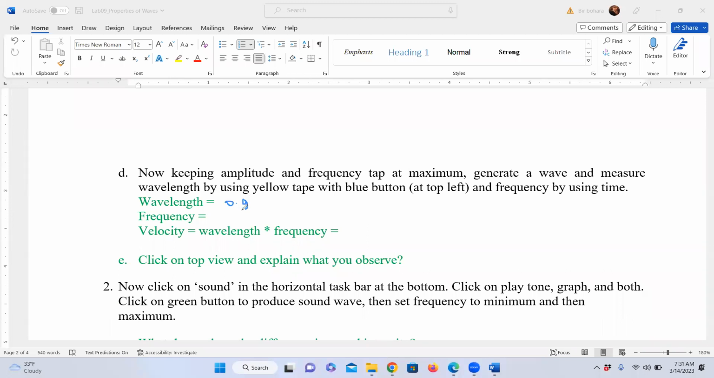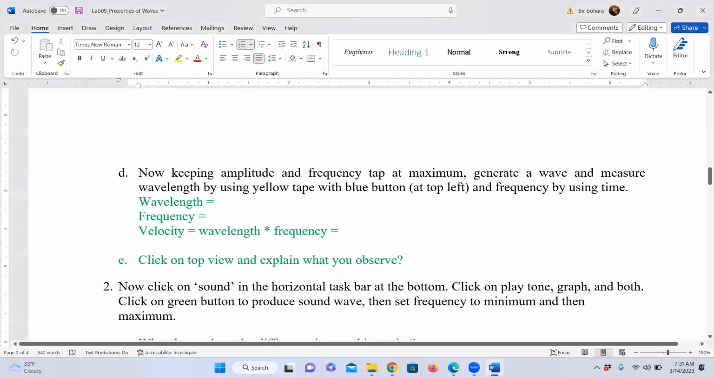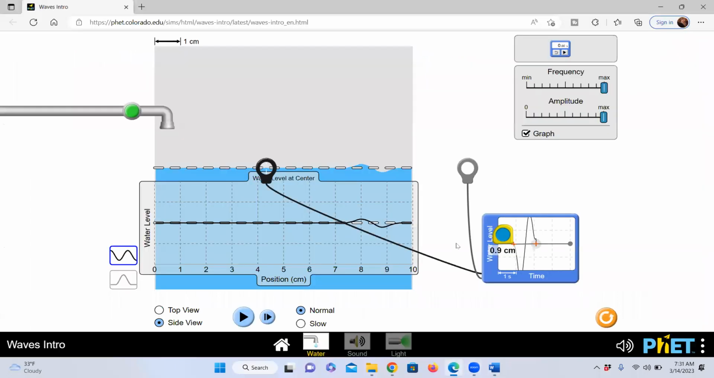0.9 centimeter, right? Okay, so frequency. Let me clear. I can't go back without clearing. Okay, so that was wavelength. And then to measure frequency, see here how you can measure frequency.